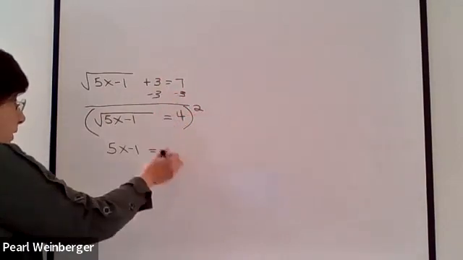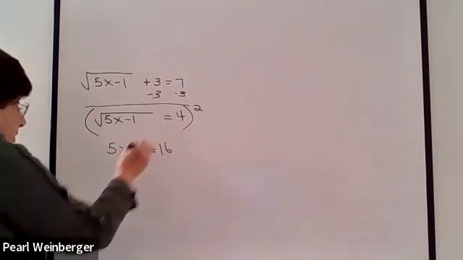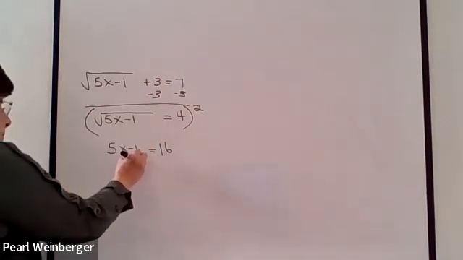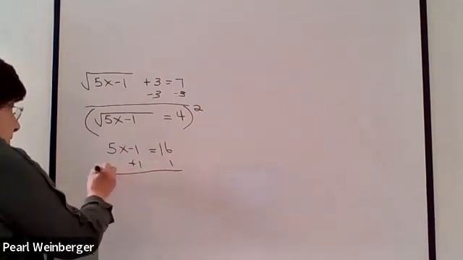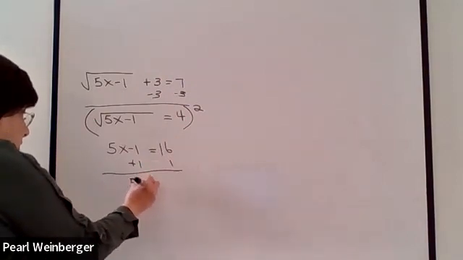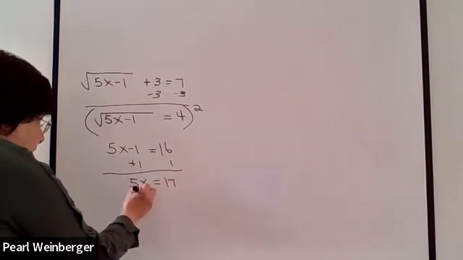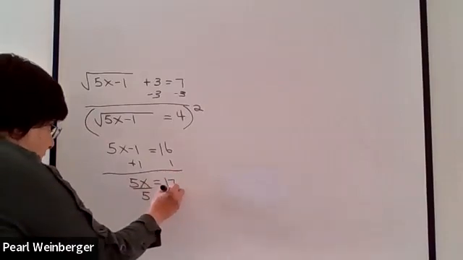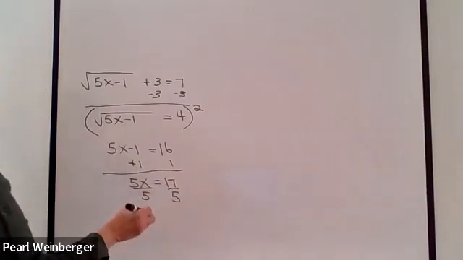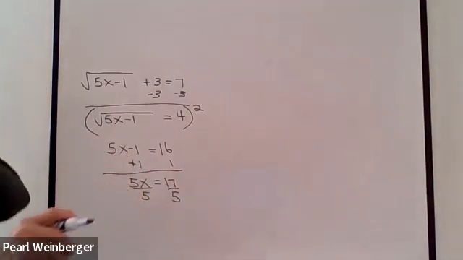4 times 4 is 16. And then I'm going to bring 1 to the other side to get, this is a regular equation now, 5x equals 17. And divide by 5. And my answer comes out to be 17 over 5.